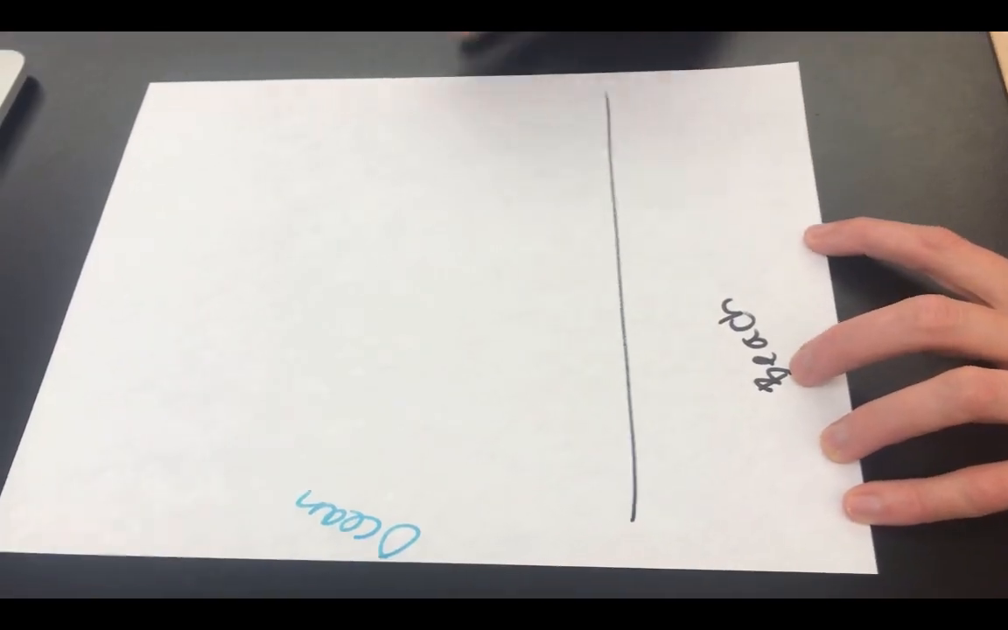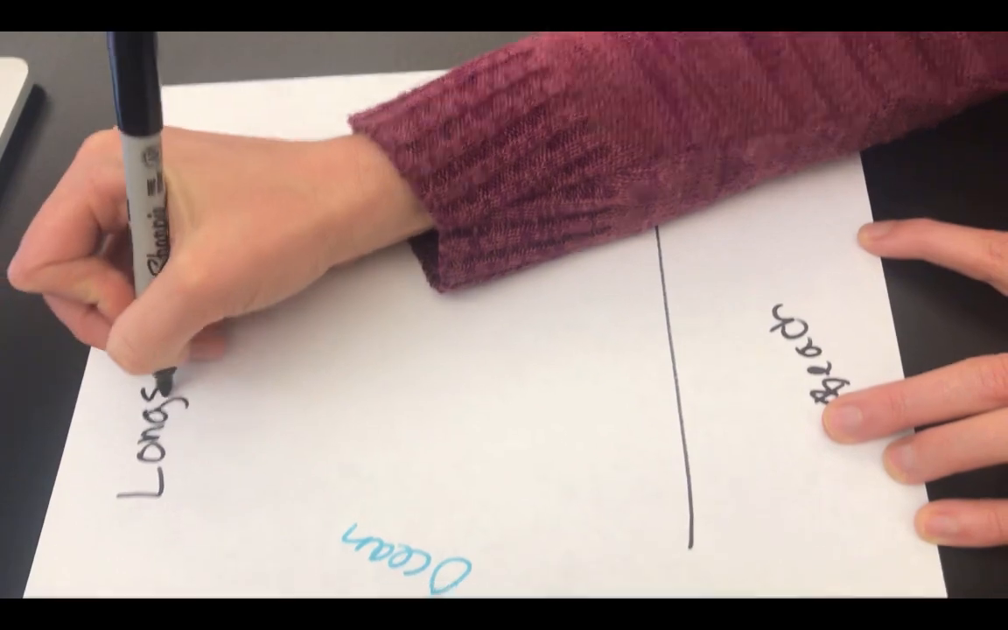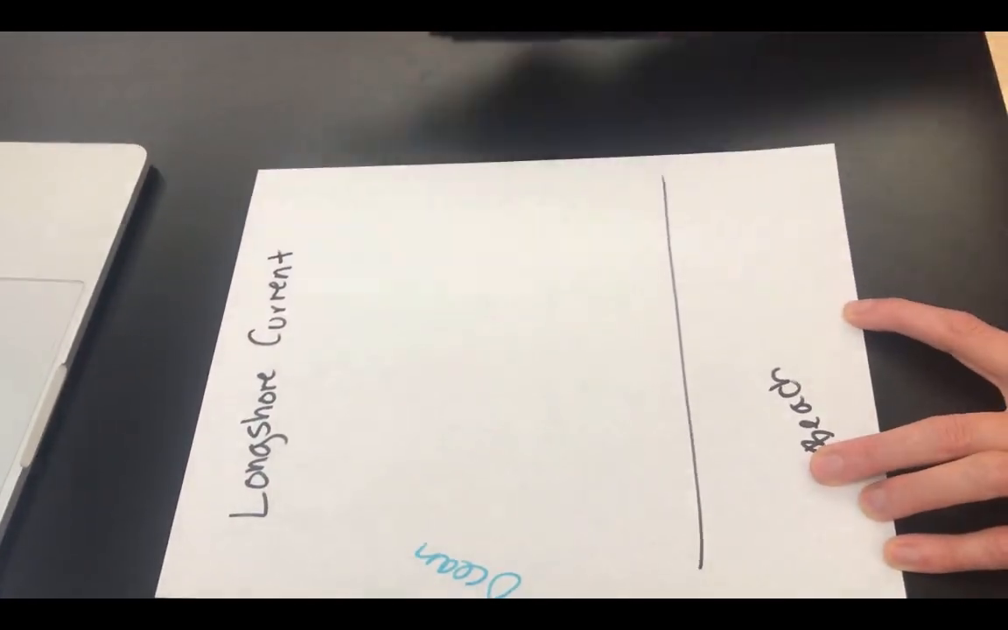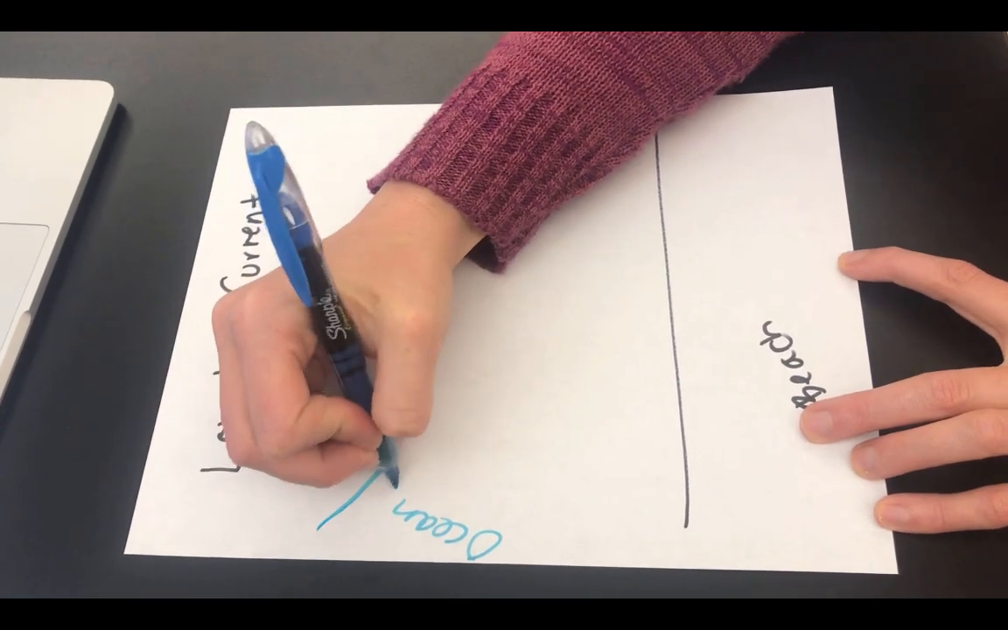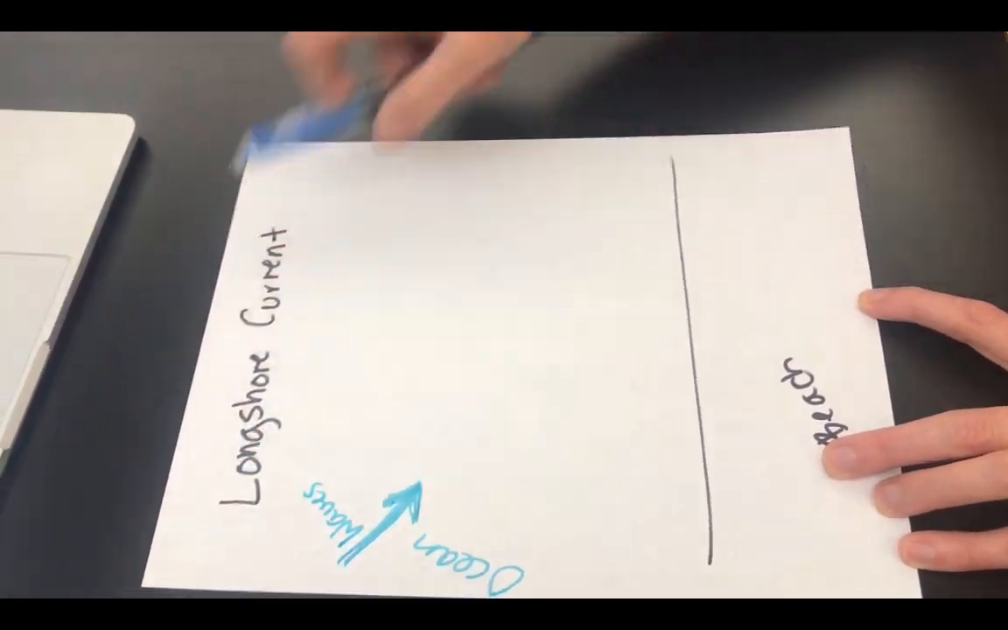Okay, so we're going to do longshore current again, but this time let's say that the waves are coming from a different angle. Let's see what that looks like. So let's say the waves are coming from this way. All right, and let's say we have our little sediment here.